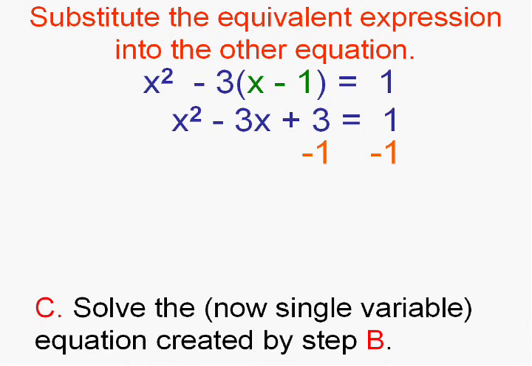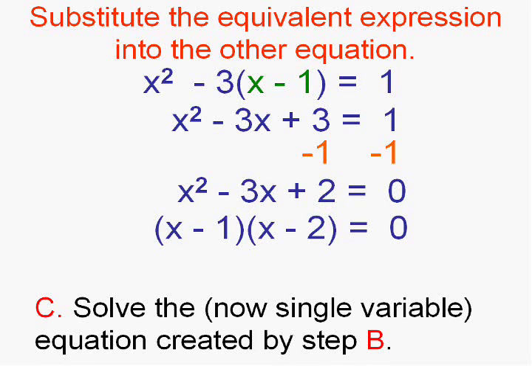Now let's begin by getting a 0 on one side. So I'll subtract 1 from both sides, and I'll get x squared minus 3x plus 2 equals 0. Now remember, one way to solve a quadratic, if you can do it, is to factor. So let's factor. And I see that there are two answers here using the 0 property.